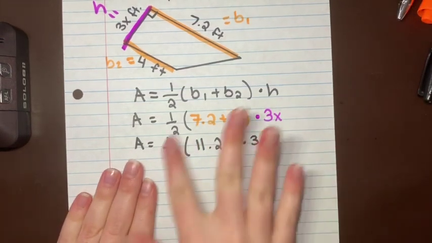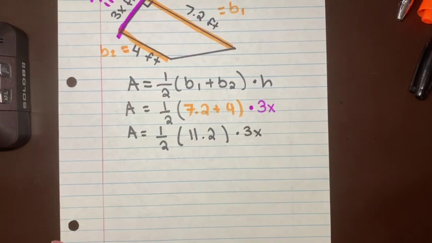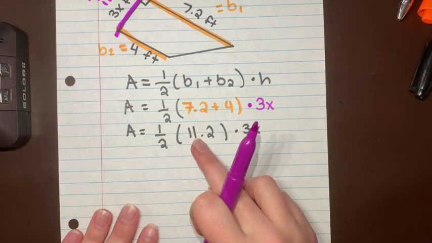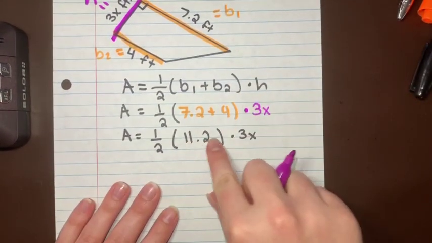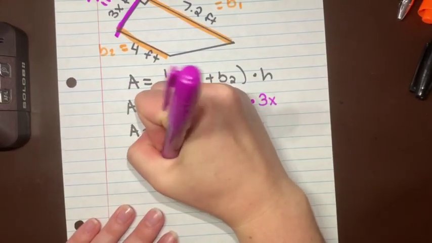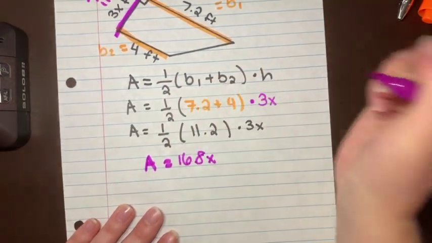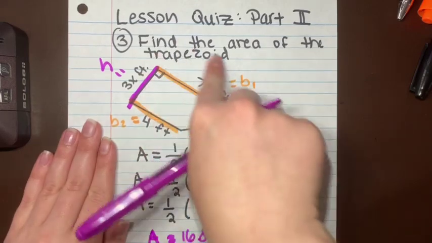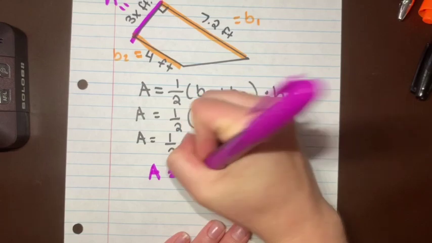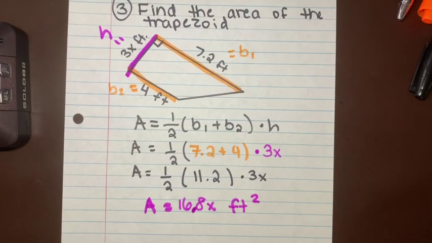So when we multiply all of this out, unfortunately, it is going to still have an x, and it's going to be a decimal. So when we do 1/2 of 11.2, that's going to come out to 5.6, and then times 3 and times x. So all together, it's going to come out to 16.8x. And because our units up here were feet, that means that our area is going to be feet squared. And make sure this is a decimal here. So 16.8x feet squared, and this is where it came from.